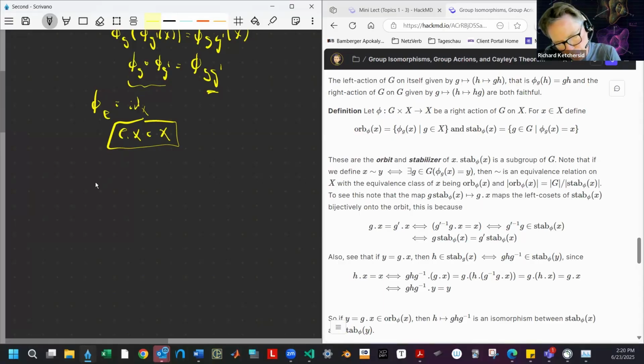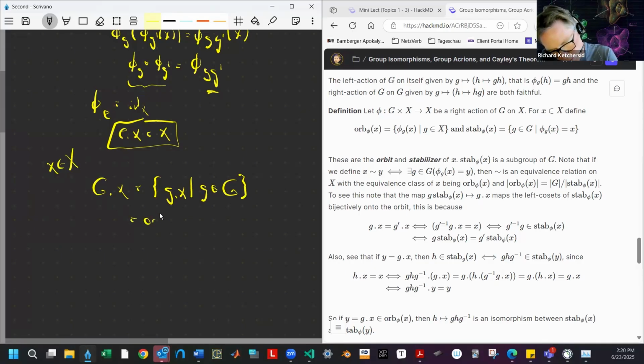There are some really important notions here. If I take all of G and act on some x, the other way I could say that is I look at the set of all actions g dot x for g in G, where x is fixed. So we have a fixed element of X. This thing here is called the orbit of x. This is an important notion.